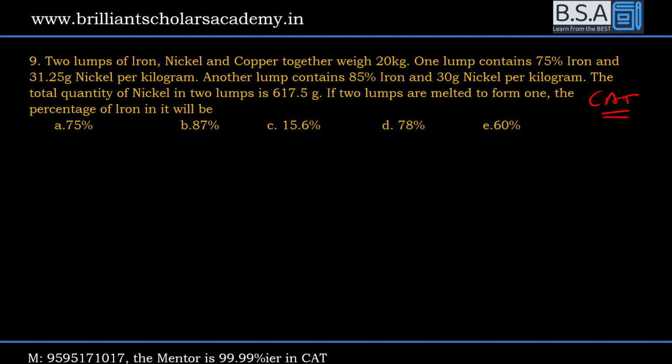Two lumps of iron, nickel, copper together weigh 20 kilograms. So I could have used the word alloy here. I could have said there's an alloy of nickel, copper, and iron. There are two alloys of nickel, copper, iron. Total kilograms are 20. One of them contains 75% iron, 31.25 gram nickel per kilogram. Another lump contains 85% iron, 30 grams nickel per kilogram. The total quantity of nickel in two lumps is 617.5 grams. If two lumps are melted to form one, the percentage of iron will be.